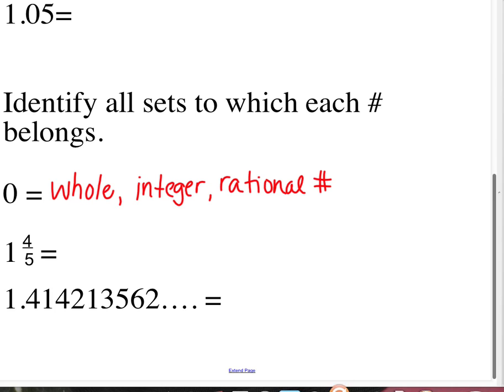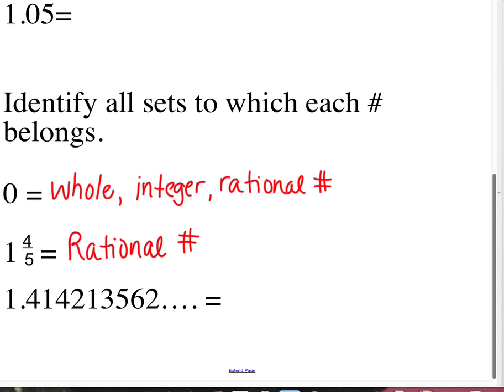What about a number like 1 4/5? Well, it's not a whole number, and it's not an integer. Think back to that design, right? It's just a rational number. Fractions and decimals were floating out there in that purple box. They were not inside either one of those bubbles.